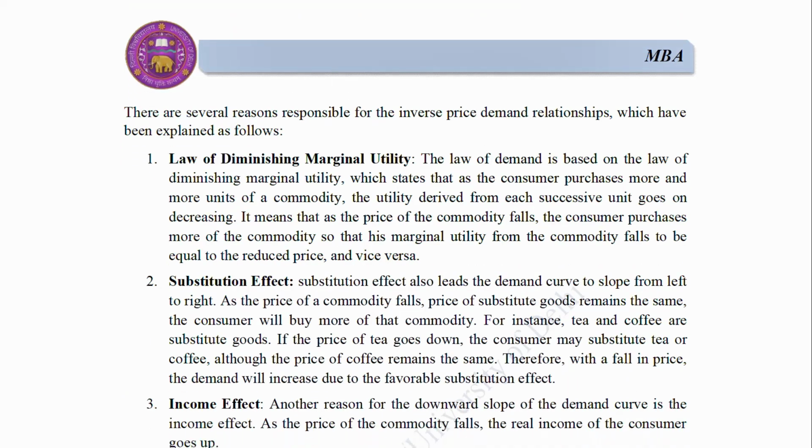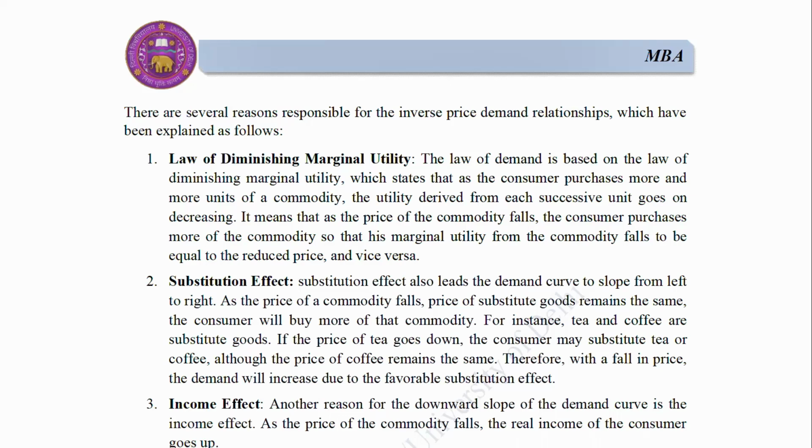There are several reasons responsible for the inverse price-demand relationship, which have been explained as follows. 1. Law of diminishing marginal utility. The law of demand is based on the law of diminishing marginal utility, which states that as the consumer purchases more and more units of a commodity, the utility derived from each successive unit goes on decreasing. It means that as the price of the commodity falls, the consumer purchases more of the commodity so that his marginal utility from the commodity falls to be equal to the reduced price and vice versa.